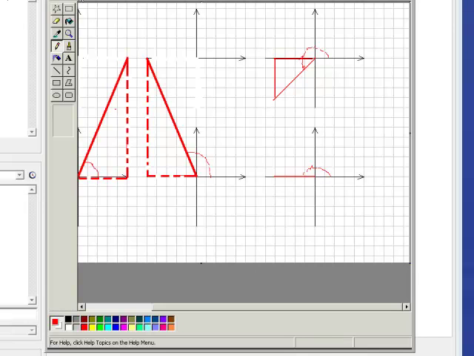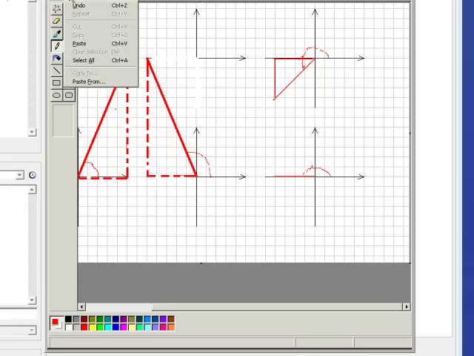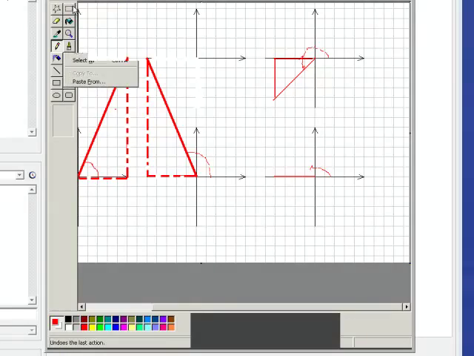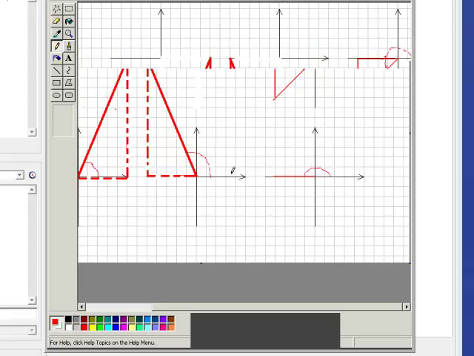Oops, sorry about that bump there. Let me see if I can do this a little nicer. There we go.